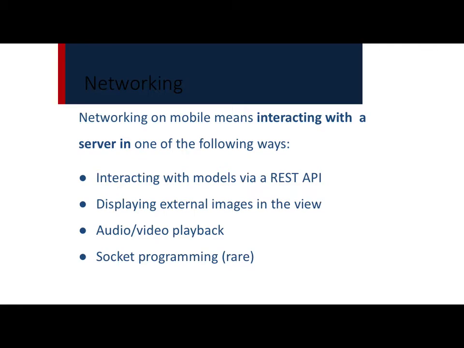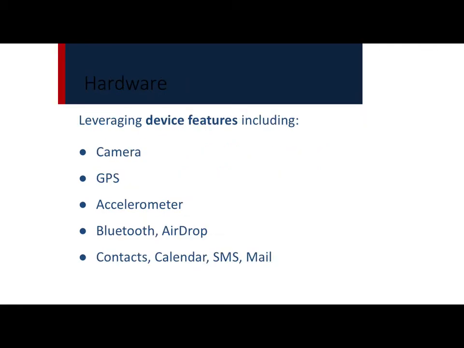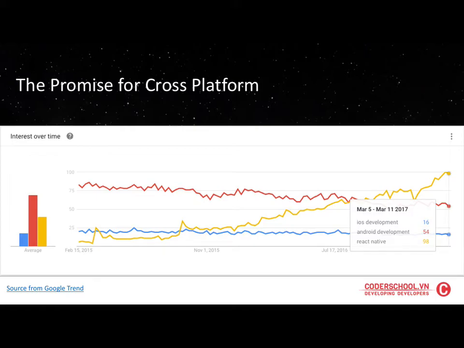So next, we will learn about hardware: camera, GPS, Bluetooth, contacts, calendar, SMS. And here's the reason why React Native was promised for cross-platform. This is the latest version. I got the latest from Google Trends. You can see how much React Native is on top of Google right now. A lot of people in the world are focusing on React Native. All of you here will be among the top people who learn about React Native.